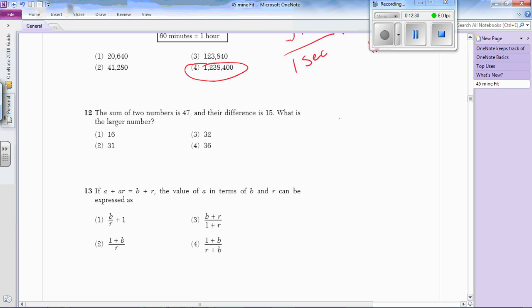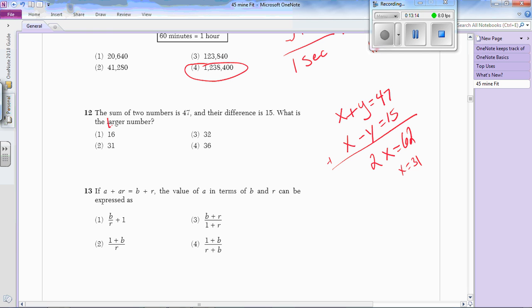The sum of two numbers is 47, so x plus y equals 47. And their difference is 15. x minus y equals 15. Wasn't this an easy problem? Sum 47, difference is 15. Come on now, that's not too bad. And if I solve this, I would get 2x, if I just add these, 2x equals, what's that, 62. So x equals 31. And then the other one would, of course, be 16.